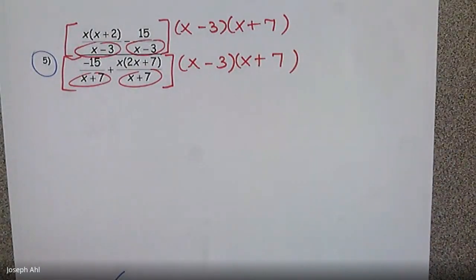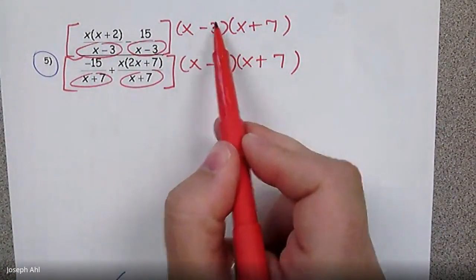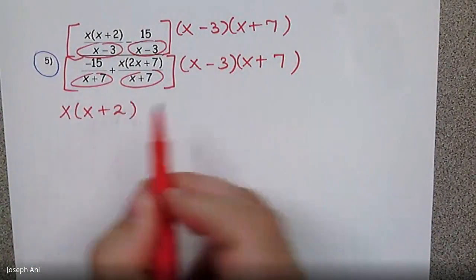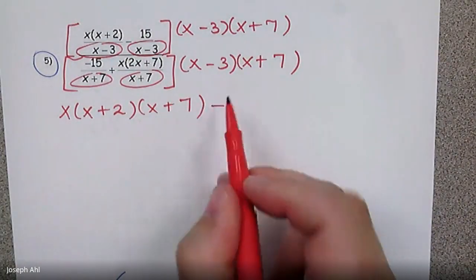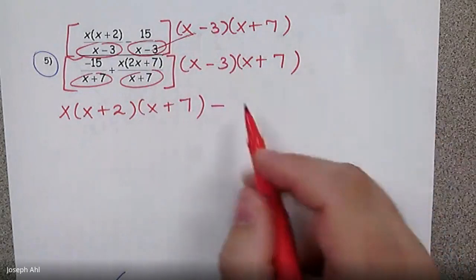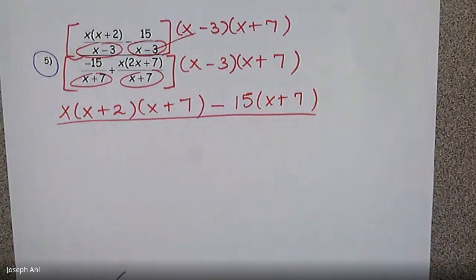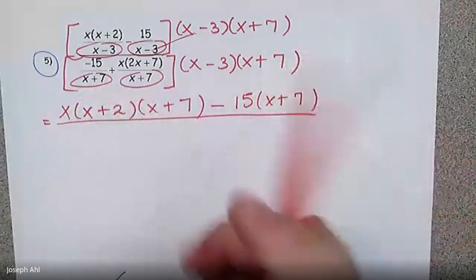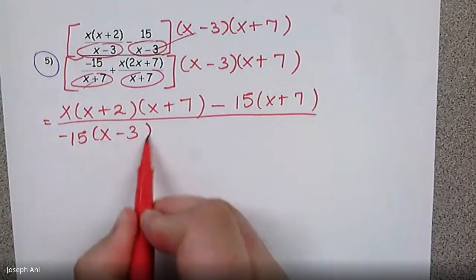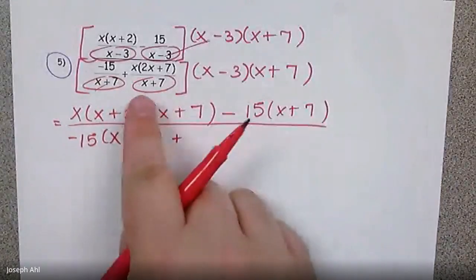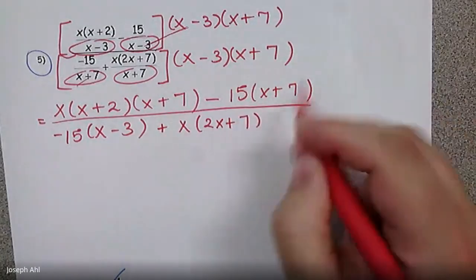So when you multiply through by that LCD, x minus 3 times x plus 7, in the first instance, the x minus 3's would cancel, and you'd be left with x times x plus 2 times x plus 7. Minus, here the x minus 3's also cancel, and you get 15 times x plus 7. So that's the numerator. Denominator, first and foremost, x plus 7's cancel to get -15 times x minus 3. Plus, for my second quantity here, the x plus 7's cancel again to get x times 2x plus 7 times x minus 3.